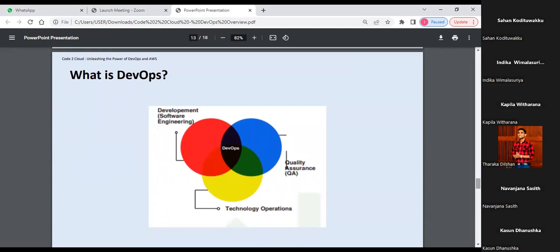As I said, there are no right or wrong answers. So here we can think there are people who do software engineering, people who do quality assurance, and people who do technology operations. Probably DevOps is this, right? What this means is that DevOps is a highly skilled place. Just like I told you, if you want to be a normal doctor, you do your MBBS, you are fine, you are a doctor, right?